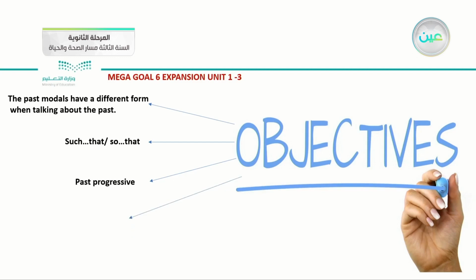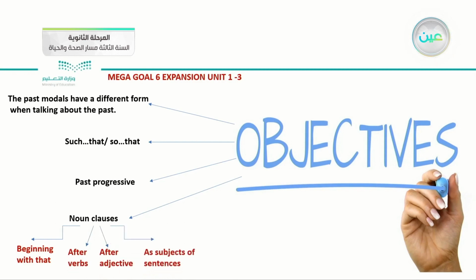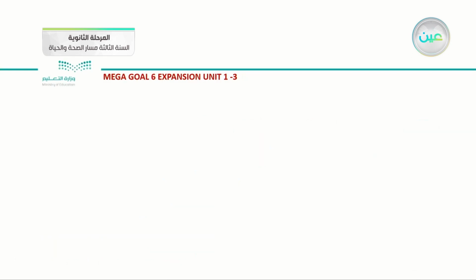The last one is noun clauses. About noun clauses, pay attention that we have 4 points. Number one, beginning with that. This is the first point. The second one, after verbs, the third one, after adjectives, and the last point, as a subject of a sentence. By the end of this lesson, I hope we achieve all these objectives, inshallah.